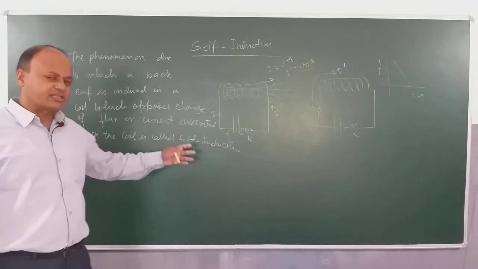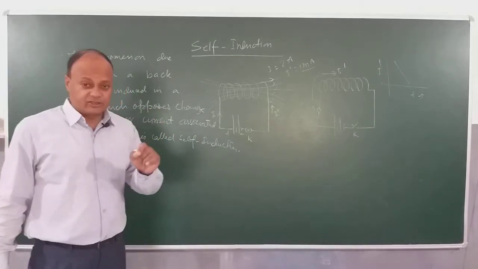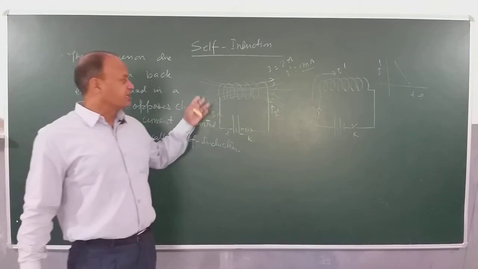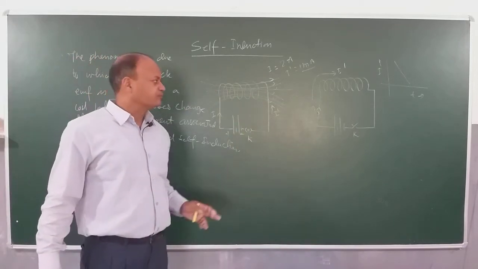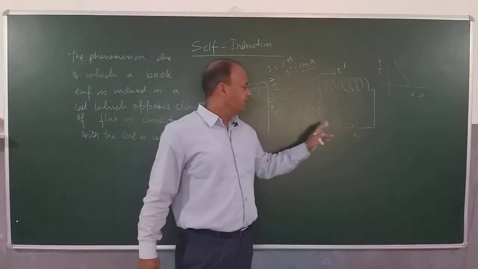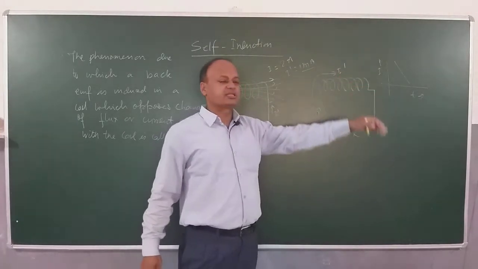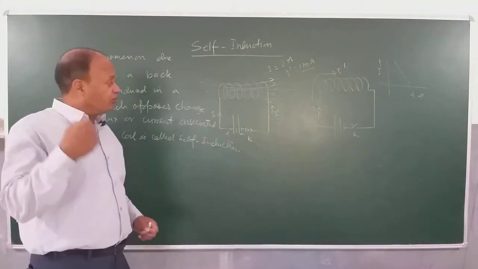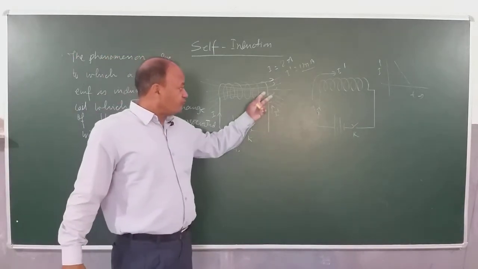It is called self-induction. This is an inherent or natural property of a circuit. When I switch on the current, if the current is increasing, induced current will be in the opposite direction. When you turn off the circuit, then induced current will be in the same direction as the applied current. Clear?